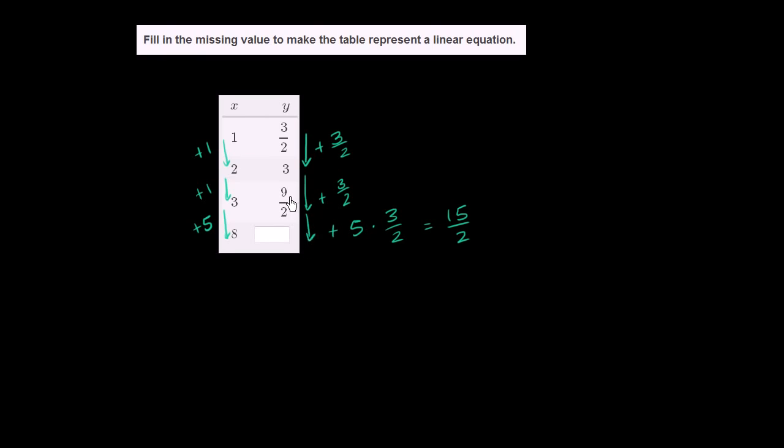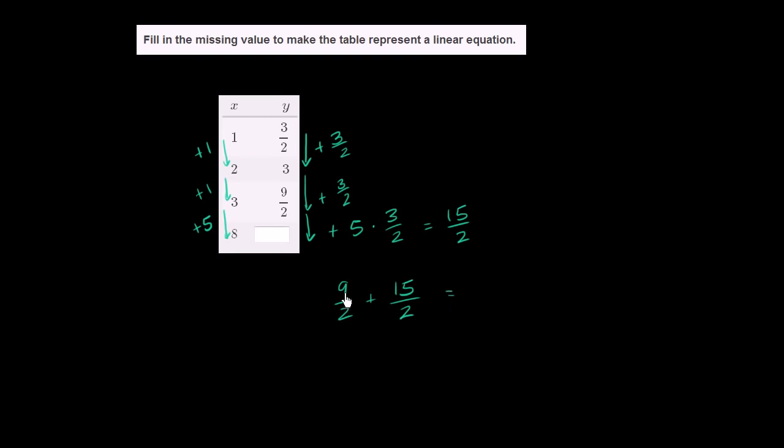If we started at 9/2, and we're going to increase by 15/2, it's going to be 9/2 plus 15/2. This is how much we increment by. Remember, we increment 3/2 every time x moves 1. This time x moved 5, so we're incrementing by 15/2. Or you could say we're incrementing by 3/2 5 times.